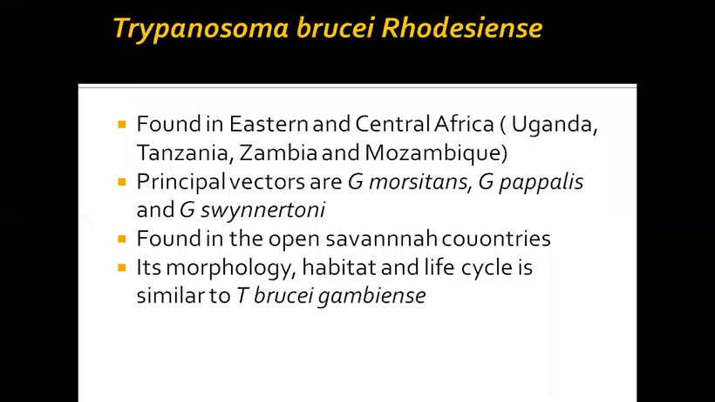This is found in Eastern and Central Africa in places like Uganda, Tanzania, Zambia, and Mozambique. The principal vectors are Glossina morsitans, Glossina palpalis, and Glossina swynnertoni. It is found in the open savanna countries. Its morphology, habitat, and life cycle are similar to Trypanosoma brucei subspecies gambiense.